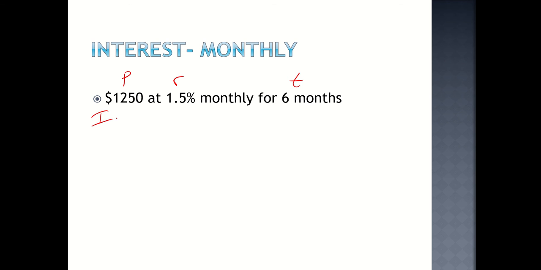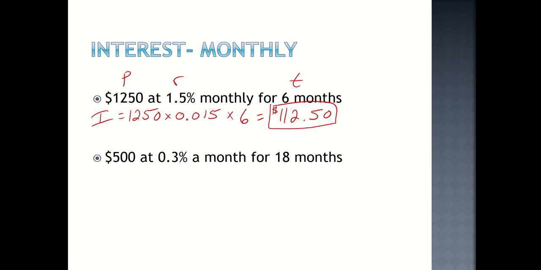So our interest earned is equal to principal multiplied by your rate. Remember to make it a decimal, 0.015. Always check this, right? You can slide that decimal back 2 spots and you get 1.5, which is what it is as a percent. And we multiply this by 6 months. 1,250 times 0.015 times 6. The amount of interest earned here is $112.50.